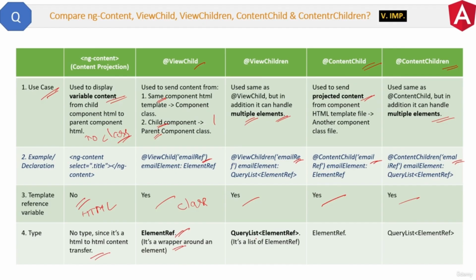Whereas ViewChildren has QueryList of ElementRef as a type. So ViewChildren, as I said, is a list of multiple elements, so a list of multiple ElementRef types. Okay. Now the ContentChild decorator, same as ViewChild, uses ElementRef as the type, and ContentChildren, same as ViewChildren, uses QueryList of ElementRef as the type. This is the answer to this question. I hope now you can relate and differentiate these concepts in a better way.